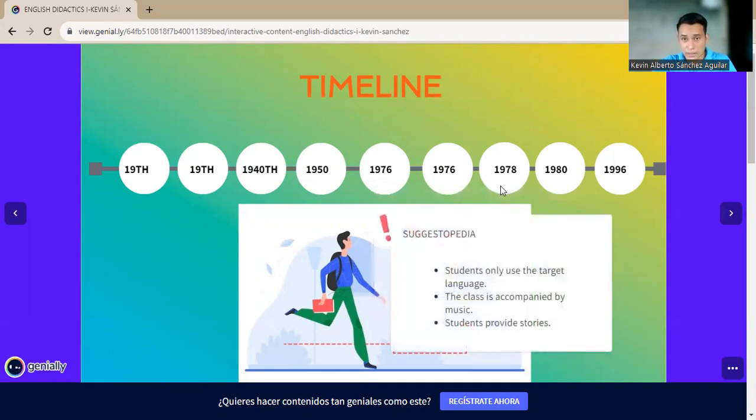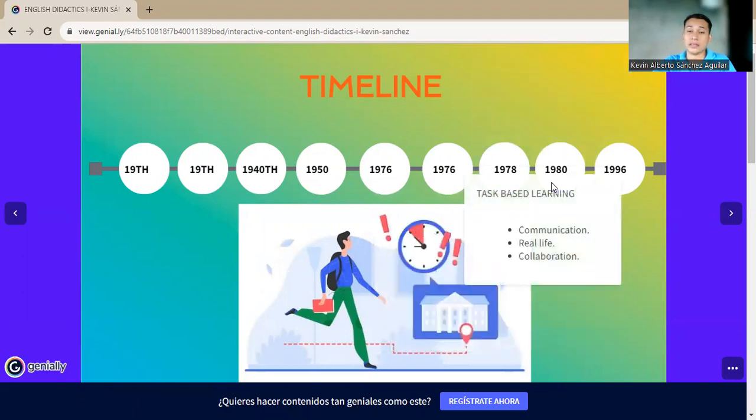After suggestopedia, in 1978, I'm sorry, it's 1980, we have task-based learning. This method was one of the methods that was great. Basically, students were asked to develop communication practices. And what does it mean? That in this method, the students are encouraged to use the target language, and also to put into practice their speaking abilities in the language.